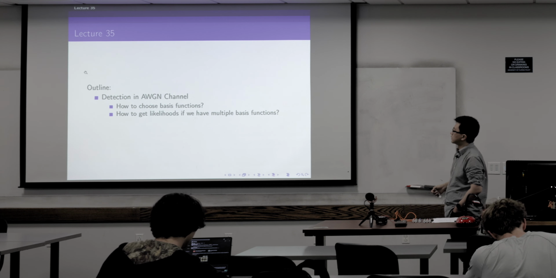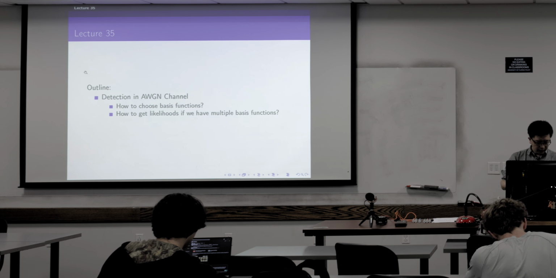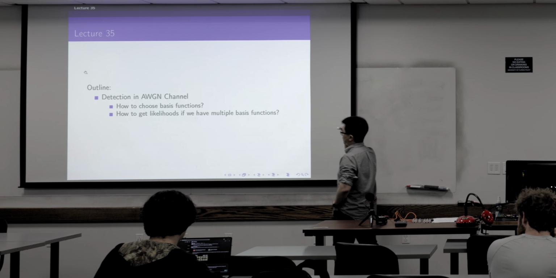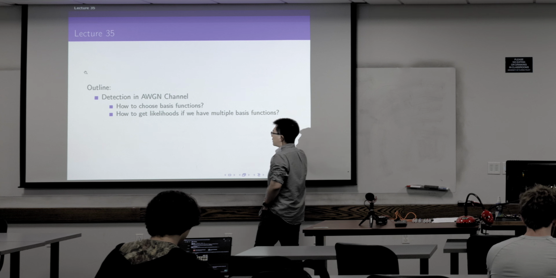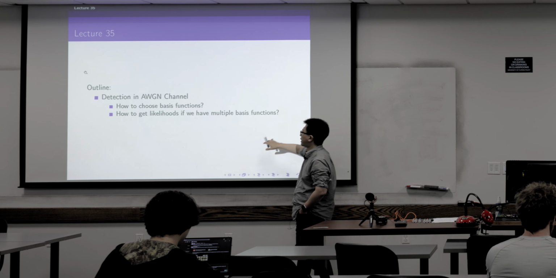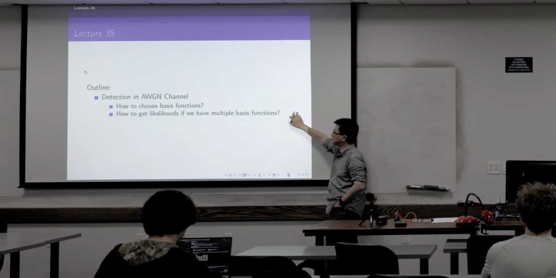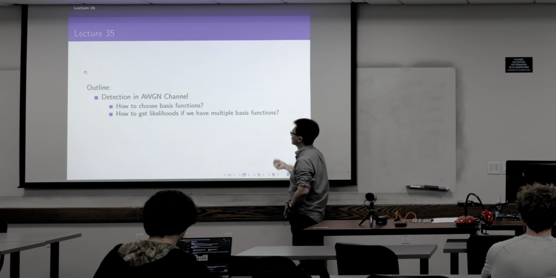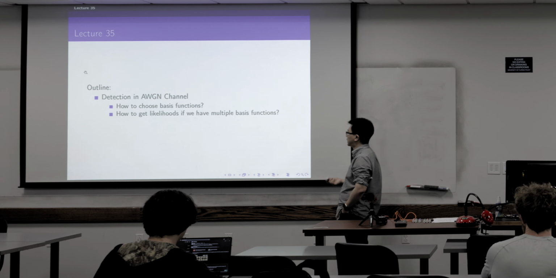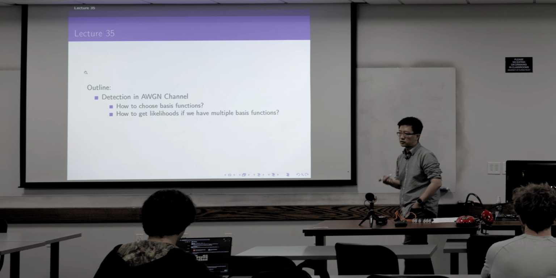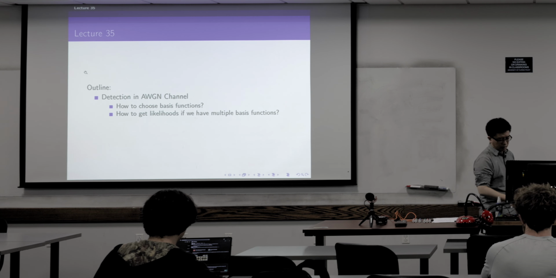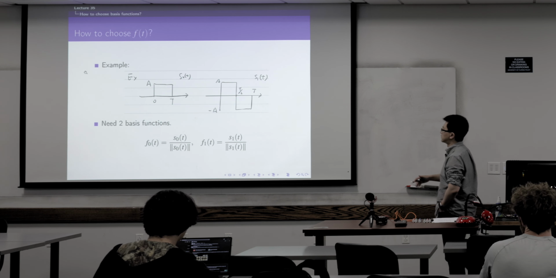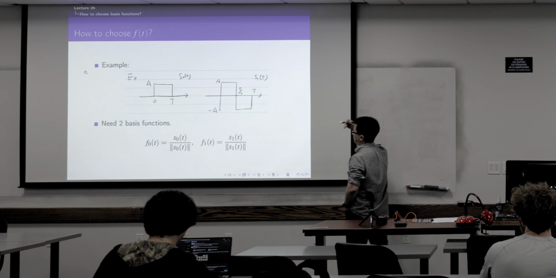Okay, so in the last lecture, we continued talking about detection in the AWGN channel. Basically we focused on how to find the basis functions, and then we started talking about how to obtain the likelihood if we have multiple basis functions. Before, we focused on the case of 2 basis functions, okay? And this is just to make the picture complete.